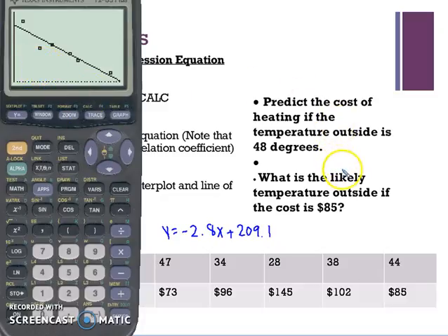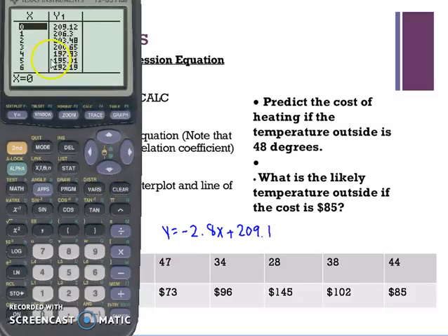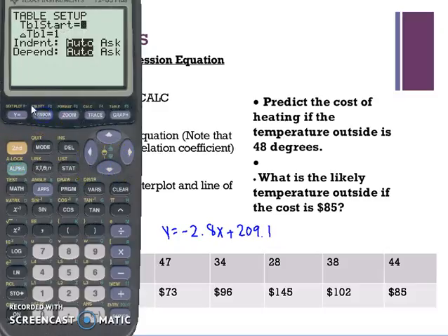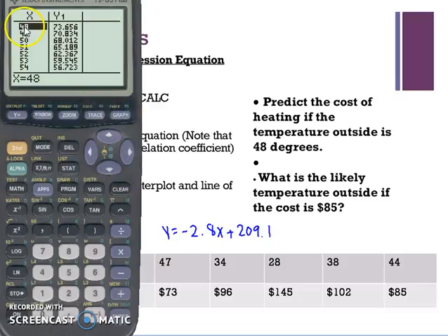All right, so I want to predict the cost of heating if the temperature outside is 48 degrees. So that's 48 degrees, that's an x value, right? That's my independent variable. So if I know my independent variable, I can just look at my table. If I go second graph, I've got my table. Now it starts at 0, so I can scroll down for a while and find 48. Or I can make my life a little easier and change my table set. I'm going to go second window to get to this little table set, TBL SET, and then I can choose where I want my table to start. Right now it's starting at 0, so why not make it start at 48? Then I'm just going to go back to my table, and there's 48 right on top for me.